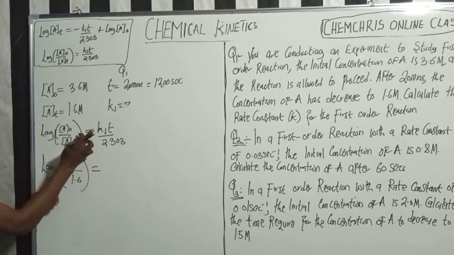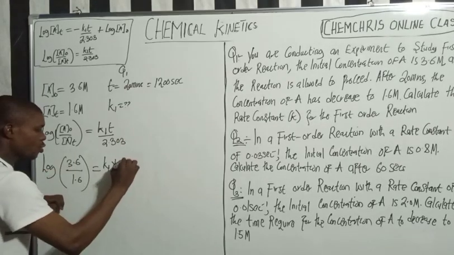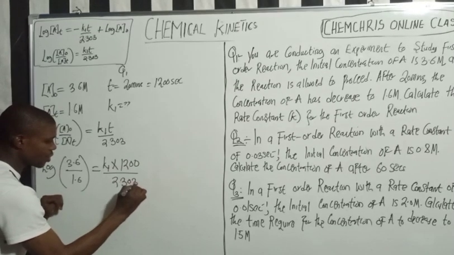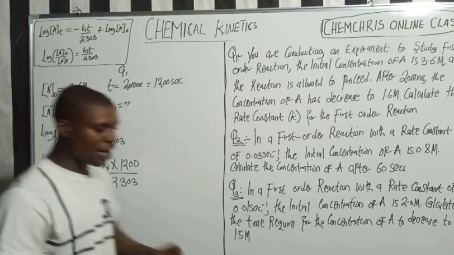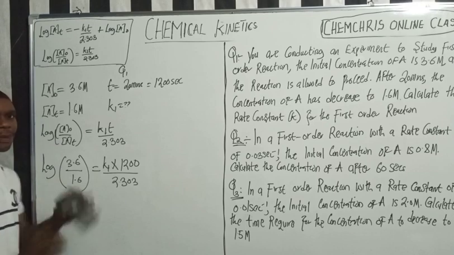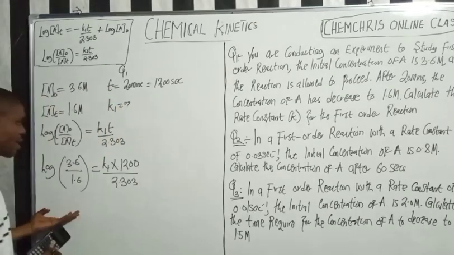Equals K1 times T, which is 1200, over 2.303. Let me bring up my calculator, because so many students don't actually know how to use the calculator to solve this type of problem.